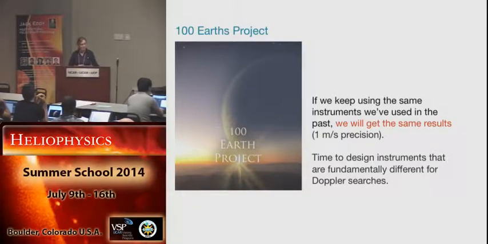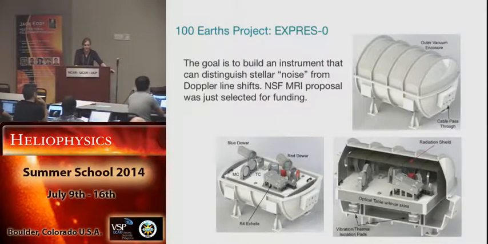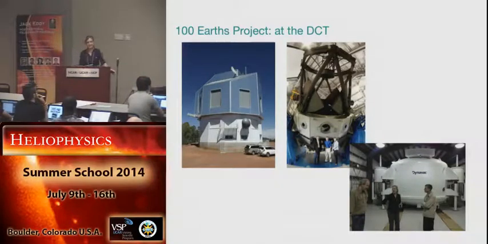I'll just conclude by saying that we're starting something called the 100 Earths Project. We just got NSF funding for our MRI proposal to build a new spectrometer. If we keep using the same instruments we've used in the past, we're going to get the same results, 1 meter per second precision. So we're trying to design instruments that are fundamentally different, to distinguish stellar noise from the Doppler shifts. This will be located at the Discovery Channel Telescope, and our delivery date, which is quite aggressive and ambitious, is 2016.